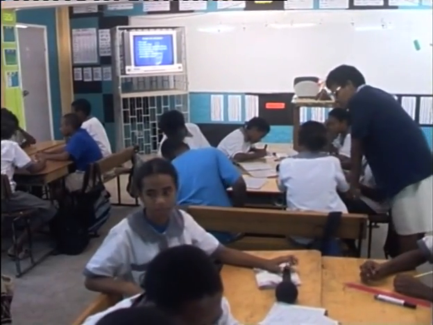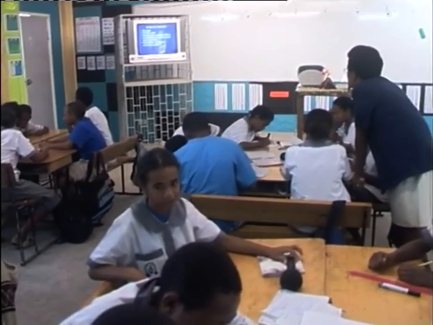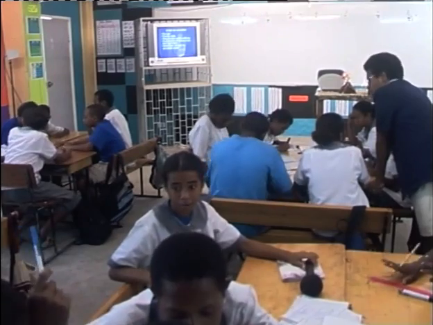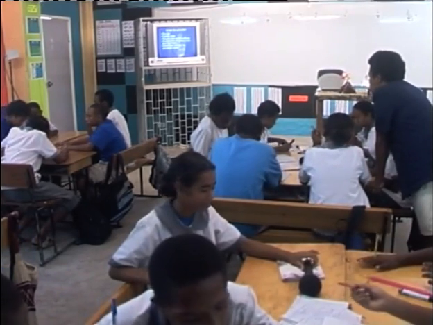What's that? Family size. You did family size already, okay. Then now it's resources and facilities.